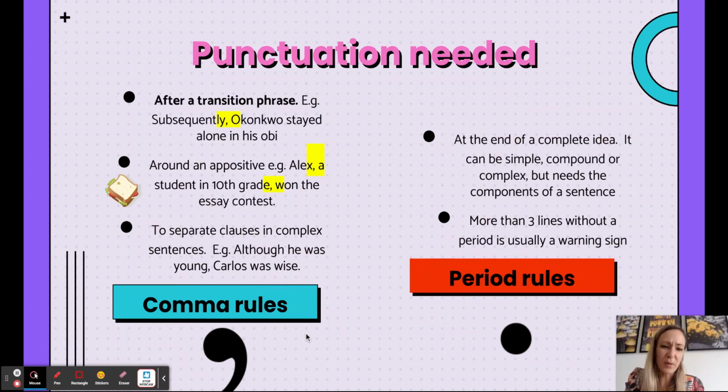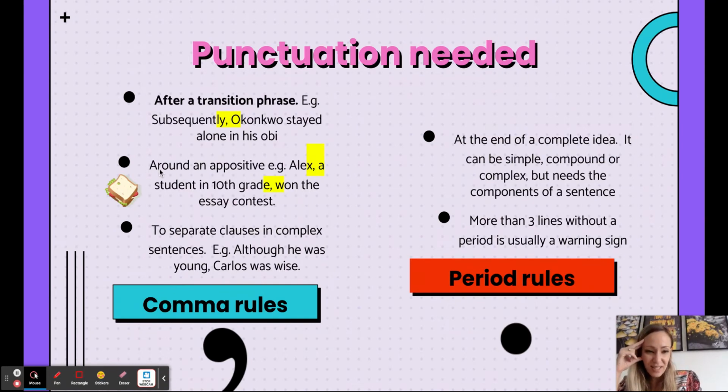So all of you by grade 10 know that commas separate dates, like, it's September 29th, comma, 2021. That we know. We all know that commas separate items in a series. I'm not going to bother with those rules. The ones that I see forgotten are listed over here. So after a transition phrase, for example, subsequently, Okonkwo stayed alone in his obi. Subsequently is like an introducing, linking transition phrase. We need a comma following that.